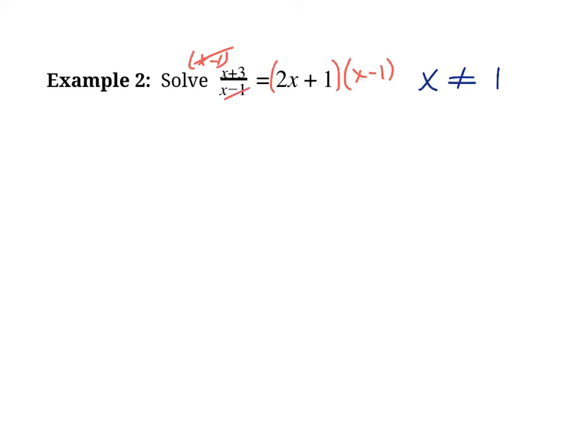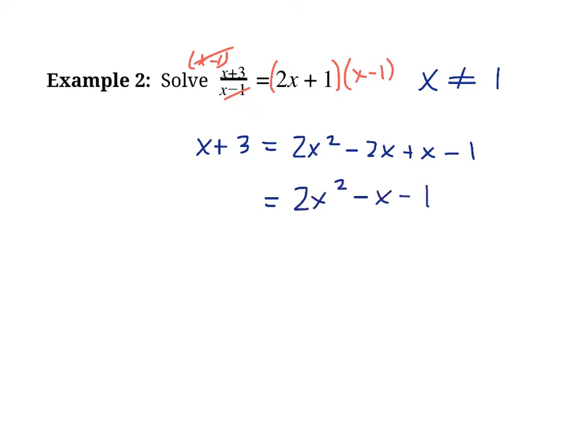So what we end up getting is x plus 3 equals, and I could just distribute that out, 2x squared minus 2x plus x minus 1. And then, of course, simplifying and setting it to 0. Same as a polynomial function, right? So 2x squared minus x minus 1 minus x minus 3. If I move everything over, that's going to equal 0. And then, once again, simplifying. So 2x squared minus 2x minus 4 equals 0.